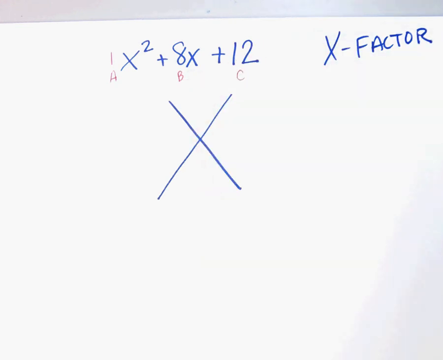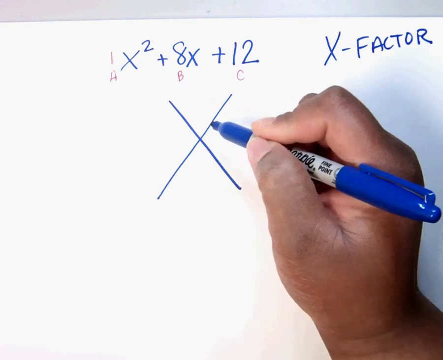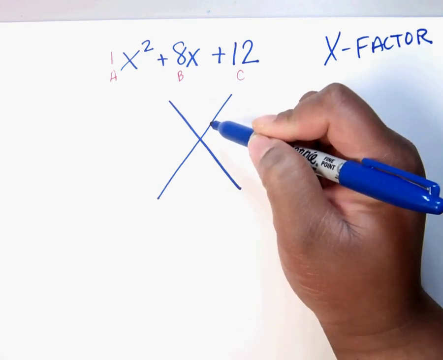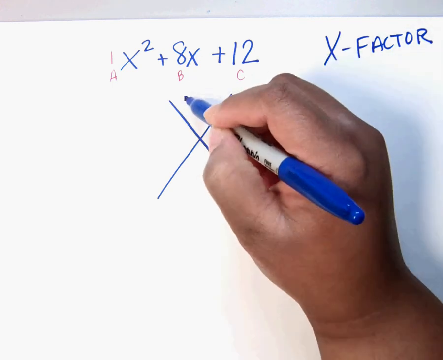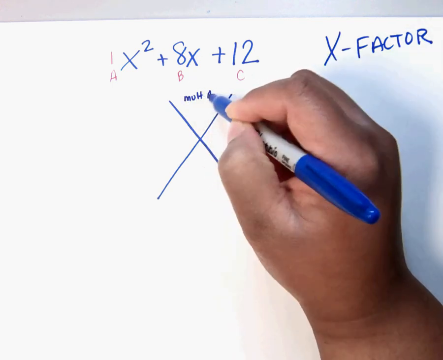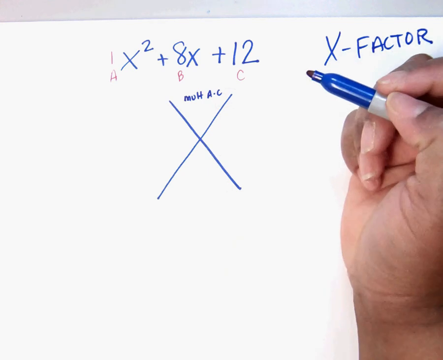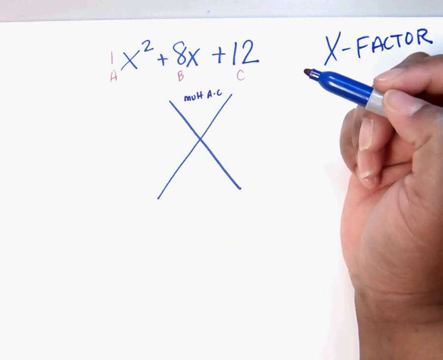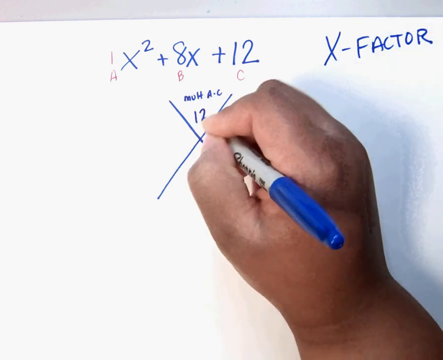So when I say A and C, or B, I want you to know what I'm talking about. In the top of this X factor, you will always multiply A and C. So if you want to write a little note to yourself, multiply A and C. Who can tell me what A times C would be? Yes. 12. Good job, Alexis.